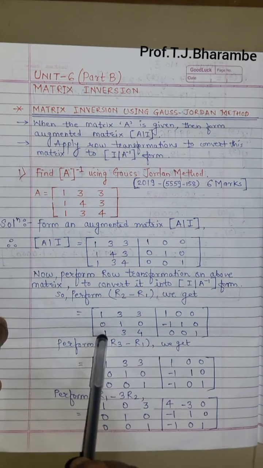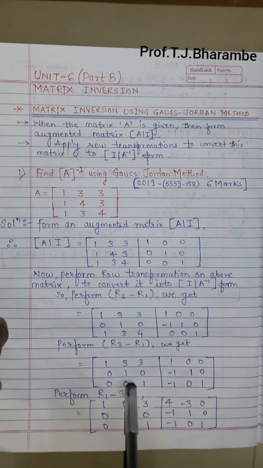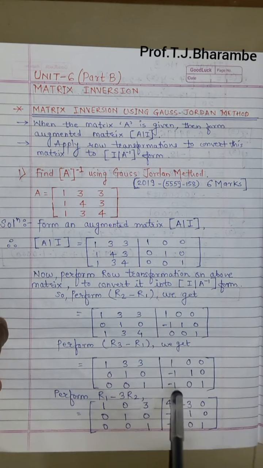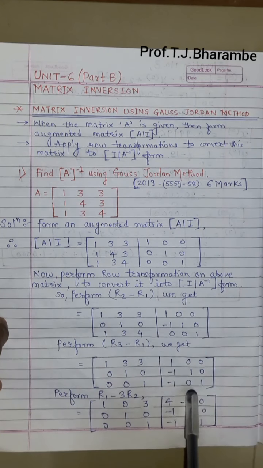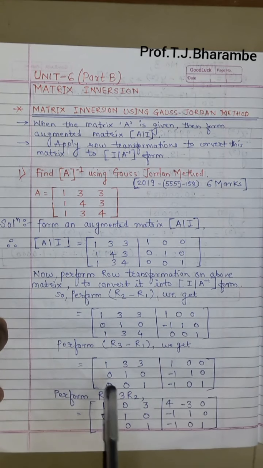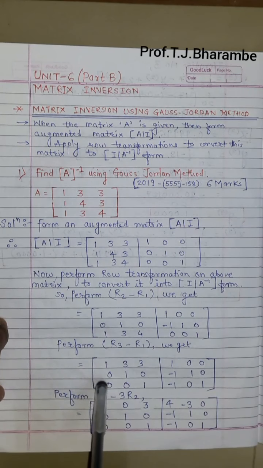So see here, 1 minus 1 it will be 0, 3 minus 3 it will be 0, 4 minus 3 it will be 1, 0 minus 1 it will be minus 1, 0 minus 0 it will be 0, 1 minus 0 it will be 1. So this is my first diagonal element, and I have converted the elements under this diagonal element to 0.